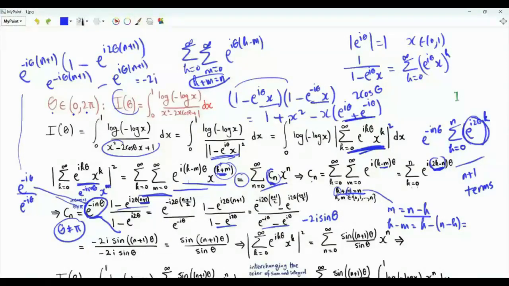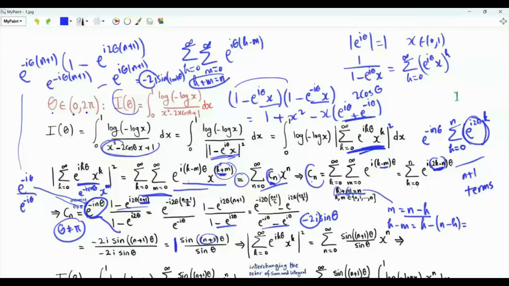This is equal to minus 2i sine of (n plus 1) theta, minus 2i in the numerator, minus 2i in the denominator. These terms go away, and we are left with this ratio of sines: sine of theta times (n plus 1) divided by sine theta. This is the coefficient c_n.